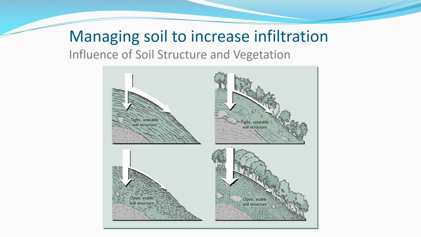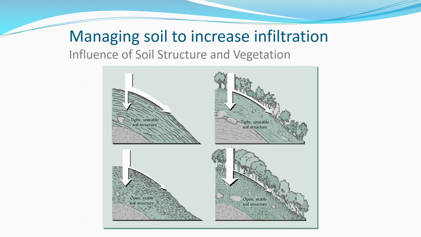So as we manage soil to increase infiltration, we want to look at the influence of soil structure and vegetation. In the top left of this figure, you can see where we have a tight, unstable soil structure. So the majority of the water that comes onto the surface flows over the surface and only a little will infiltrate. Right below that, in the bottom left figure, a majority of the water will infiltrate an open, stable soil structure where only a small amount will run off on the surface.